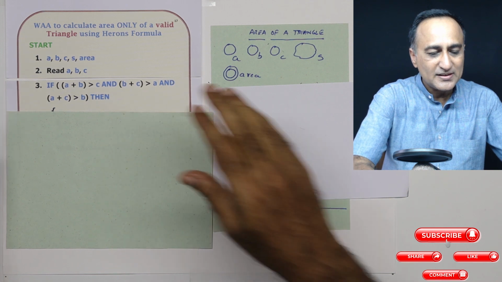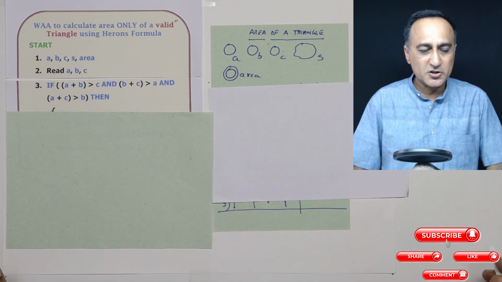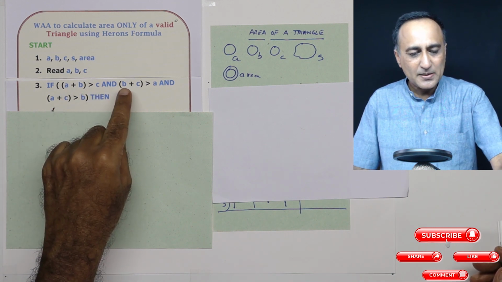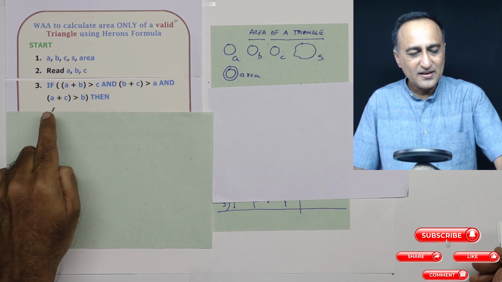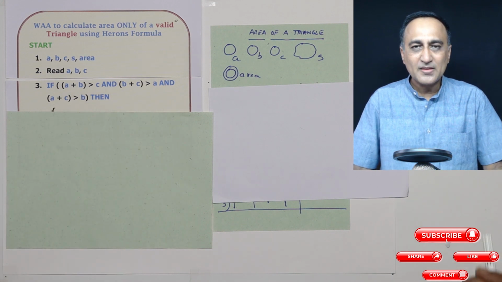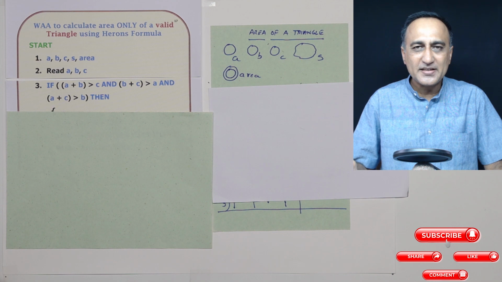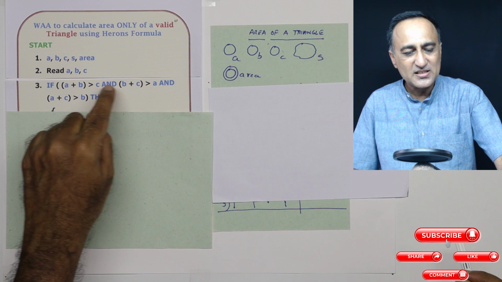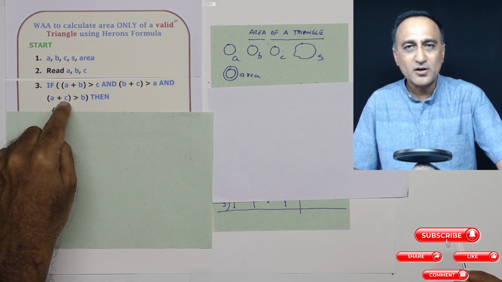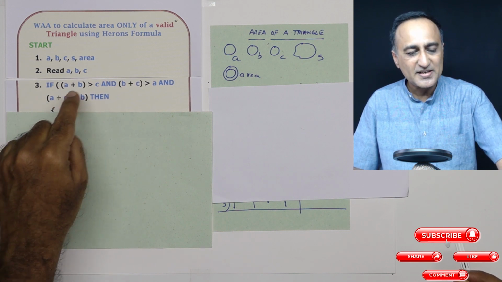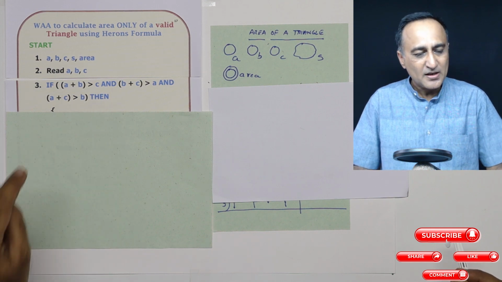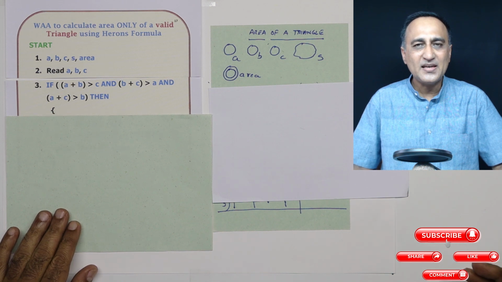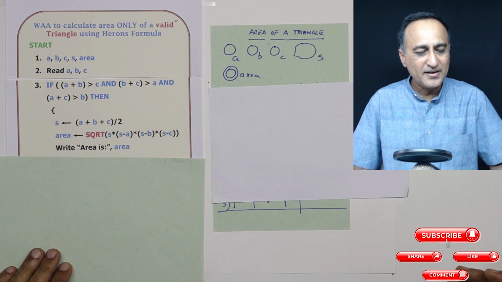So for that, in step number 3, I'll ask a question. Is A plus B greater than C and B plus C greater than A and A plus C greater than B? What it means is, any two sides must be greater than the third side. It is not okay if only A plus B is greater than C and the others are false. For all three, this condition should hold. So assume I enter a valid triangle, something like 10, 5 and say 7. This can be an example of a valid triangle.